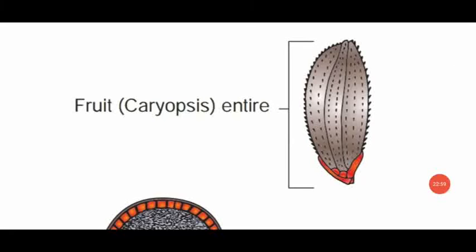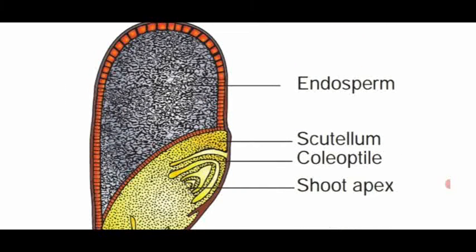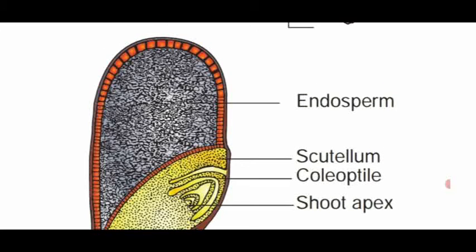Dear students, see the diagram. This is the monocot seed. The fruit which contains only one grain, that type of fruit is named as caryopsis. So this is the structure of monocot seed.